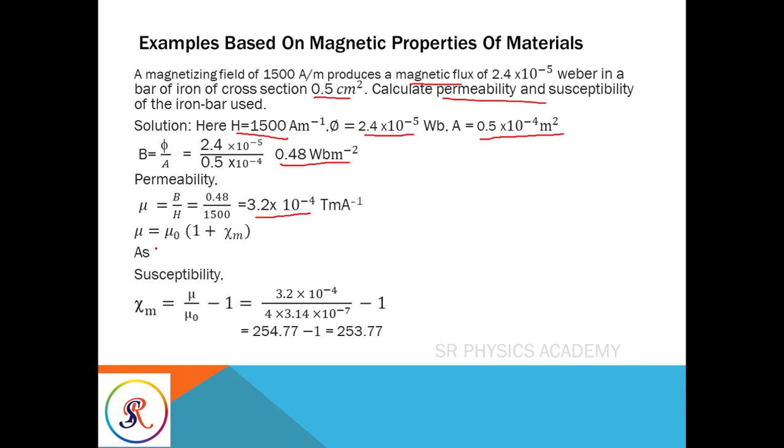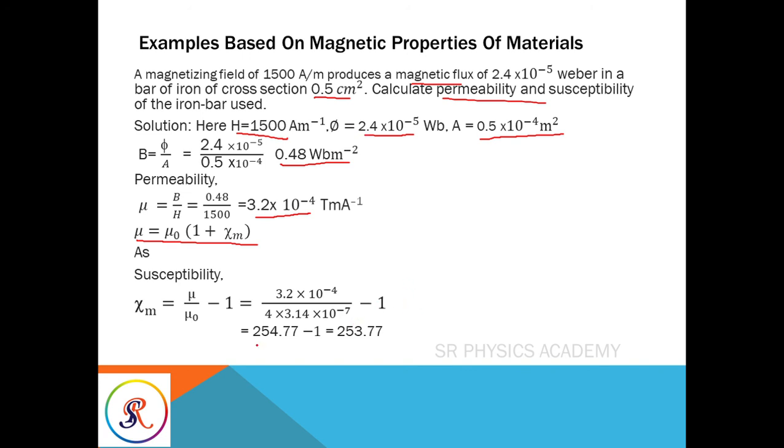Now for susceptibility, mu equal to mu naught times bracket 1 plus chi m. This is the relation between susceptibility and permeability. So we calculate chi m equal to mu by mu 0 minus 1. Here mu equals 3.2 into 10 power minus 4 by mu 0, the free space value, which is 4 pi into 10 power minus 7, so 4 into 3.14 into 10 power minus 7, minus 1.